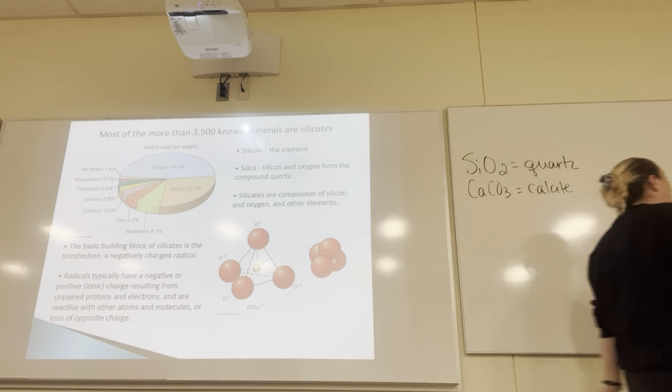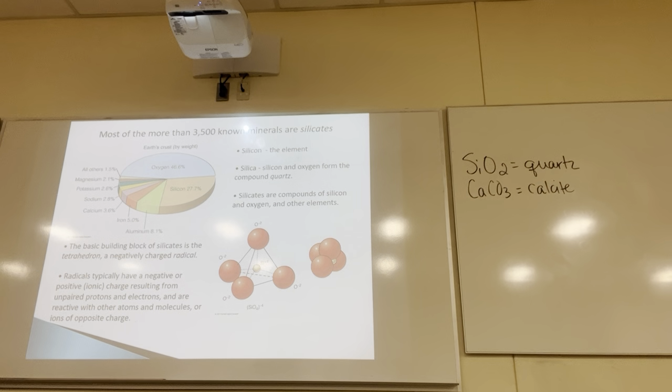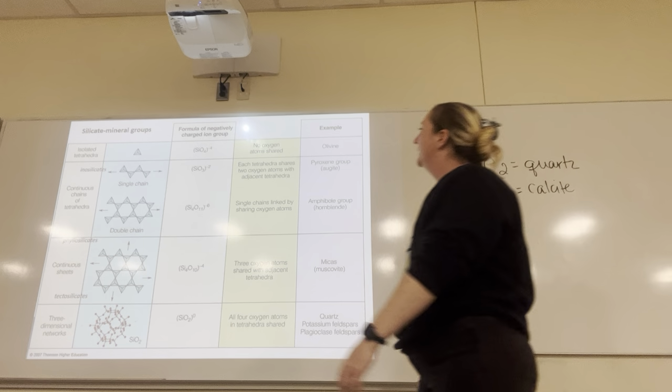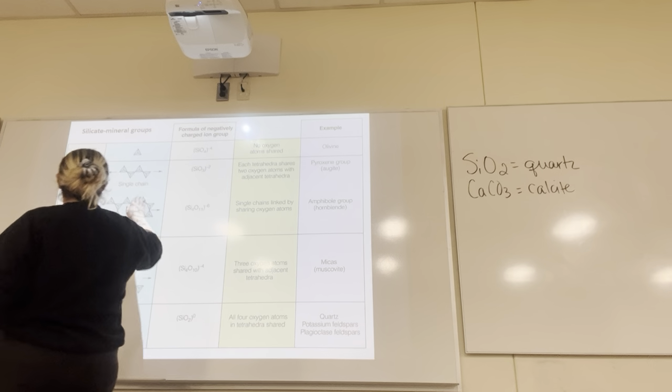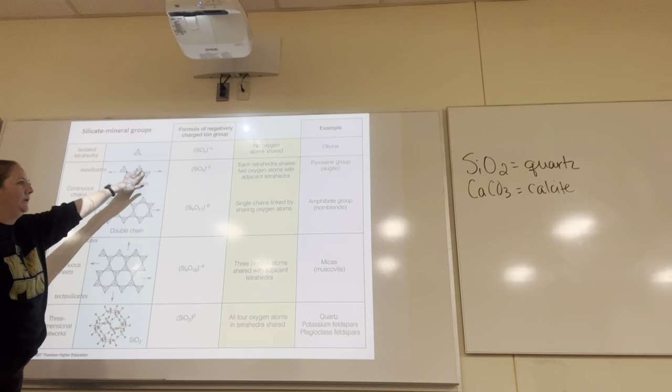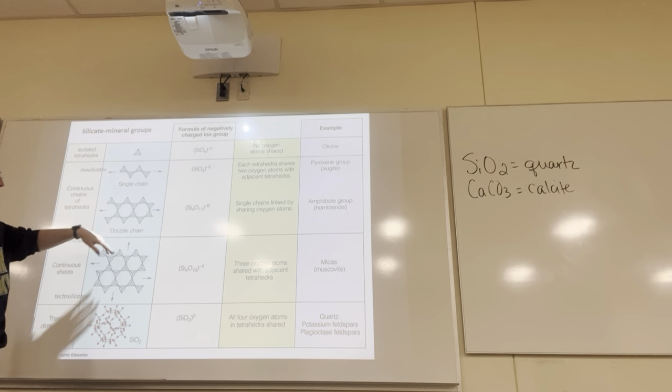The most basic that we look at would just be the single, isolated tetrahedron. An example would be the mineral olivine. And then the tetrahedra can group up into chains. It can form a single chain or a continuous chain of tetrahedra to give us things like our pyroxenes and our amphiboles, which we'll talk more about.